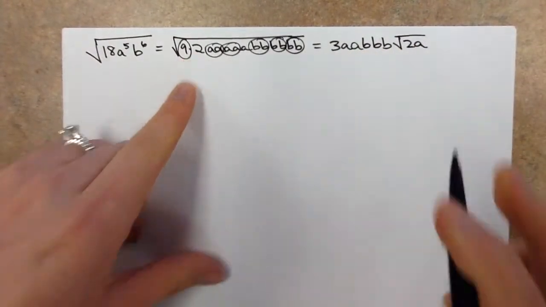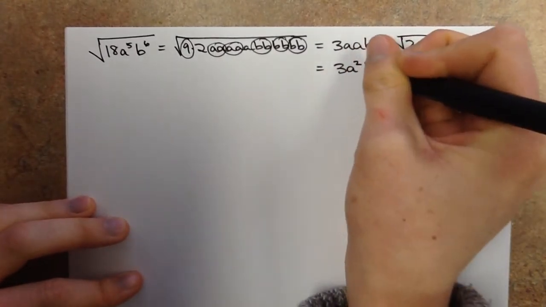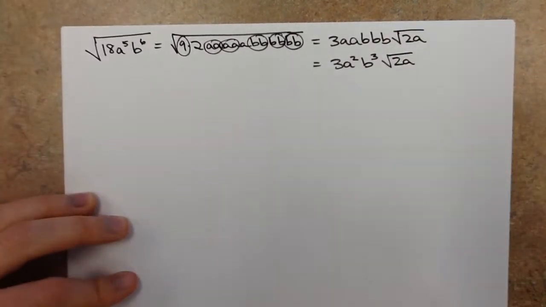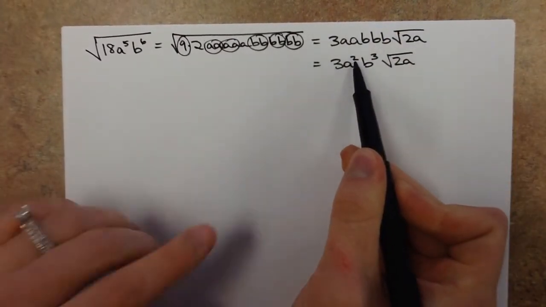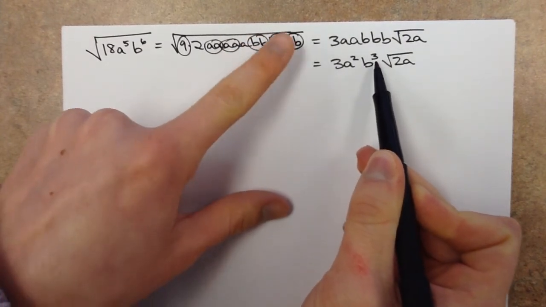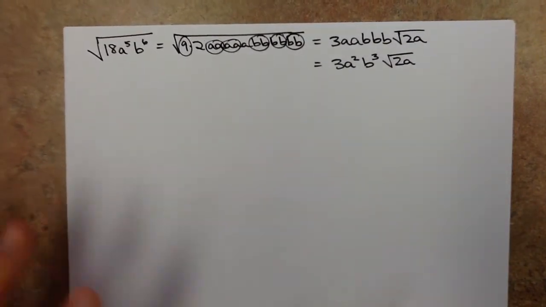Now, you wouldn't leave it like this. A times A is A squared. B times B times B is B cubed. And then you have a 2A left underneath. Now, notice that this number right here corresponds to the number of pairs right here. And this number right here corresponds to the number of pairs right here. So you could absolutely skip this step. I'm just trying to lay it all out there for you.